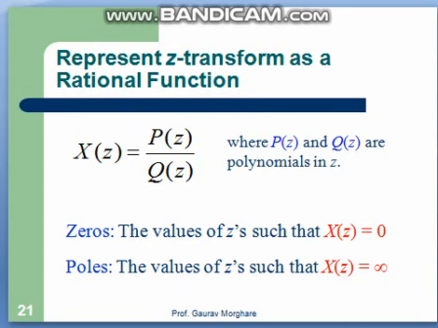P is the numerator term and Q is the denominator term. As we all know, it must be a polynomial function or any linear expression, or any function of z, maybe in the positive power of z or in the negative power of z. The roots of Q will define the poles, and the roots of the numerator are called the zeros.